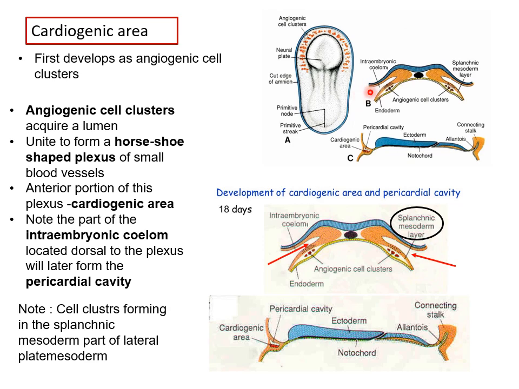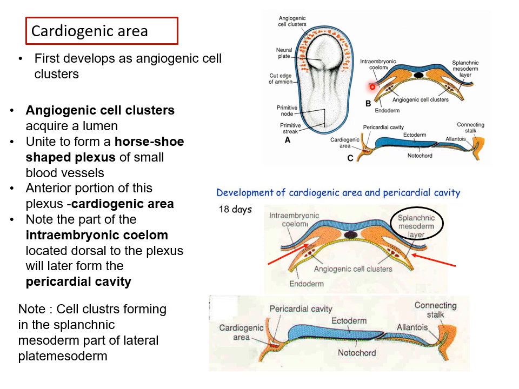Also in figure B here, you can notice, remember the lateral plate mesoderm got separated by a cavity called the intraembryonic coelom. Now note the location of this cavity in relation to the angiogenic cell clusters. Figure B is actually a transverse section of figure A through the plexus. That's why you see the plexus on both sides, because it's a horseshoe shaped plexus, and you will see the cavity also on both sides.